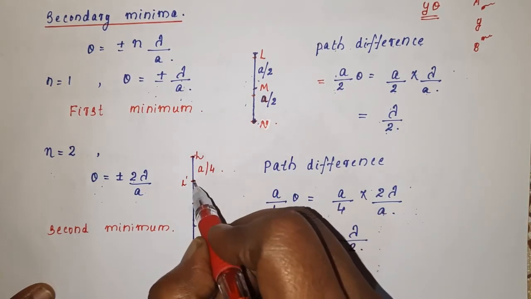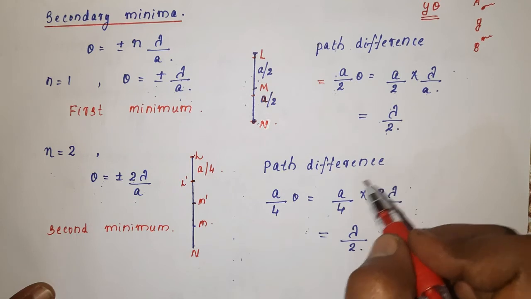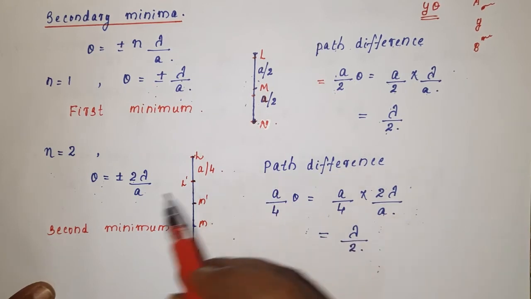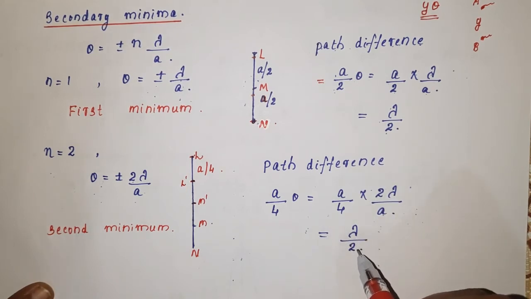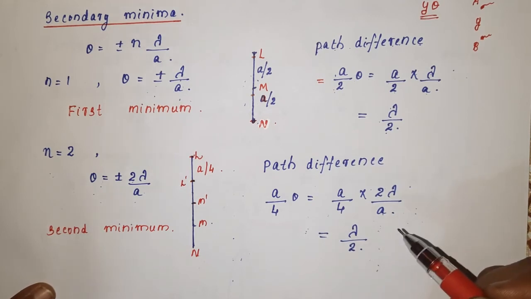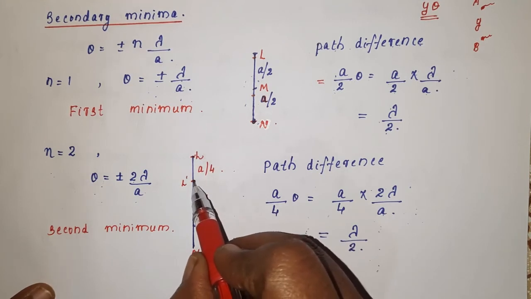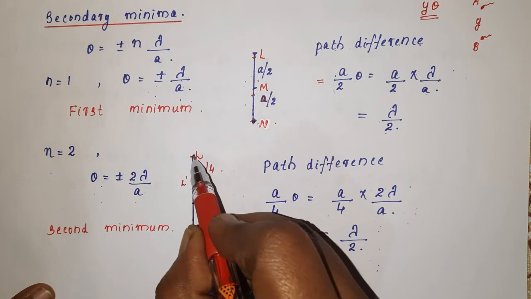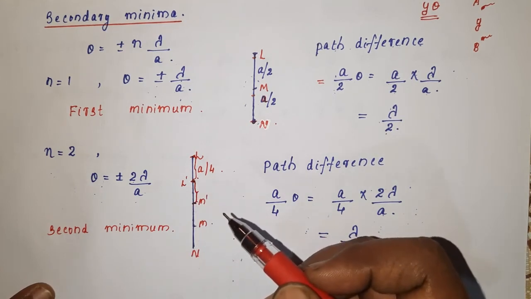If we assume two waves to be starting from L and L dash, when they reach the point P, the path length difference between the two waves is a by 4 theta. Here theta is 2 lambda by a, so substituting for theta, we get the path difference to be lambda by 2. If the path difference between the two waves is lambda by 2, again destructive interference will take place. That means the wave from L is getting destructively interfered by the wave from L dash. By the same argument, all the waves from L L dash will get destructively interfered by the waves from L dash M dash.